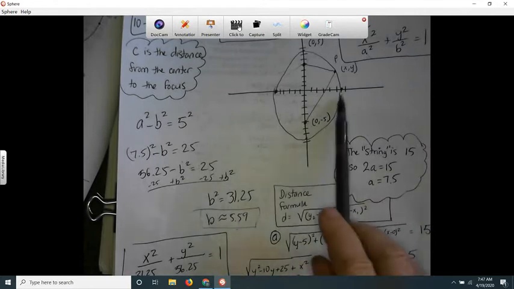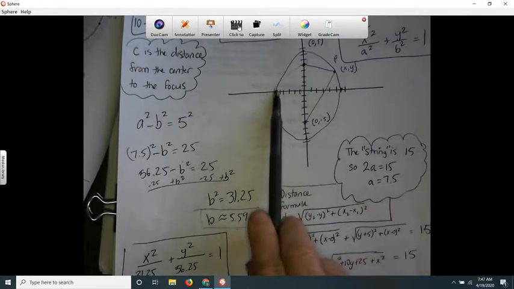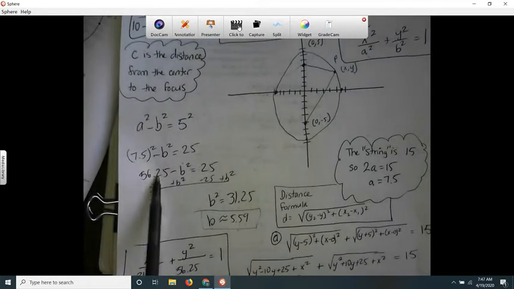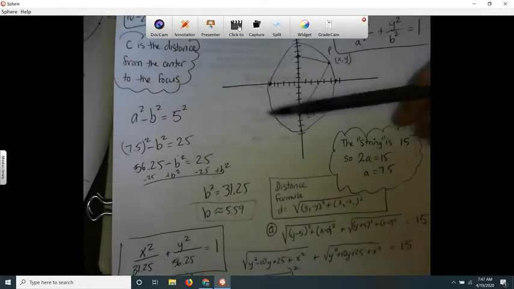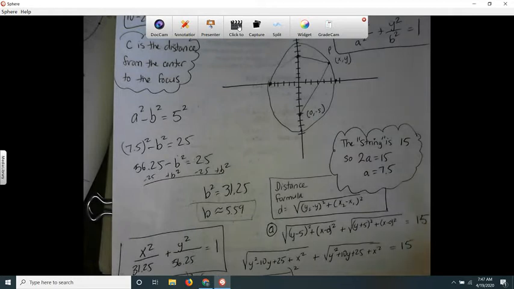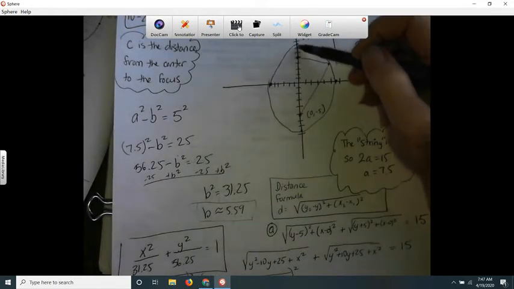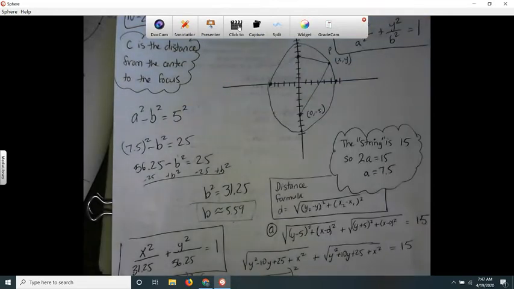I plotted that, and now we know the longer one's 56.25, so that is 7.5: 1, 2, 3, 4, 5, 6, 7. So anyway, now I have a picture finally.